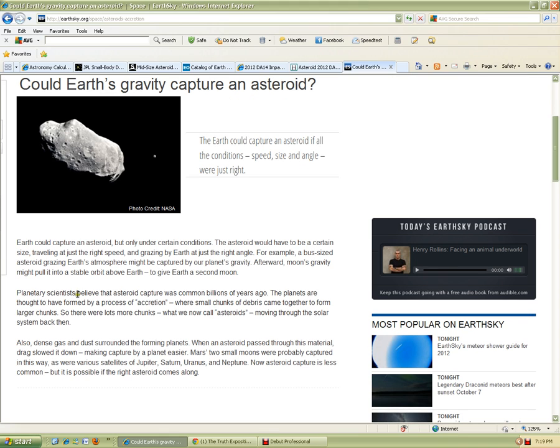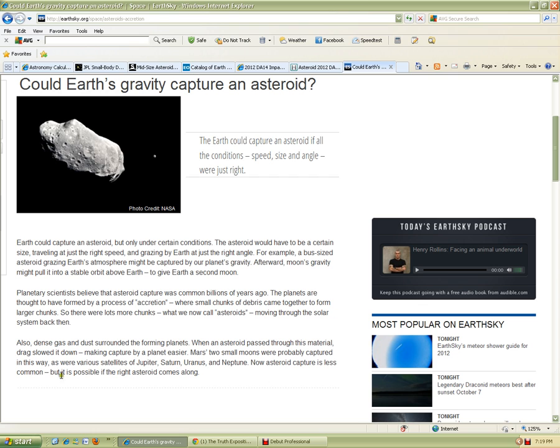Then it states planetary scientists believe that asteroid capture was common billions of years ago. The planets are thought to have formed by a process of accretion, where small chunks of debris came together to form larger chunks. So there were a lot more chunks, what are now called asteroids, moving through the solar system back then. It also goes on to say dense gas and dust surrounded the forming planets. When an asteroid passed through this material, drag slowed it down, making capture by a planet easier. Mars' two small moons were probably captured in this way, as were various satellites of Jupiter, Saturn, Uranus, and Neptune.